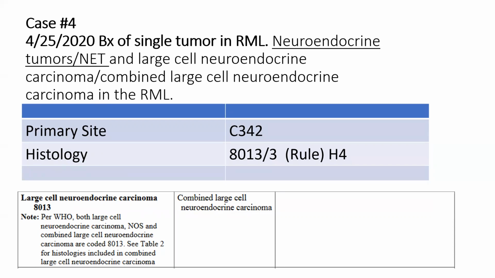is. And this section of the manual has changed. This is the original case. And so we have a single tumor. We want to go to the H rules. This description of a neuroendocrine tumor, the large cell neuroendocrine or the combined large neuroendocrine carcinoma. In table 3, this is one histology, 8013.